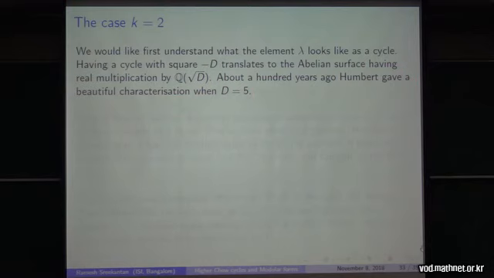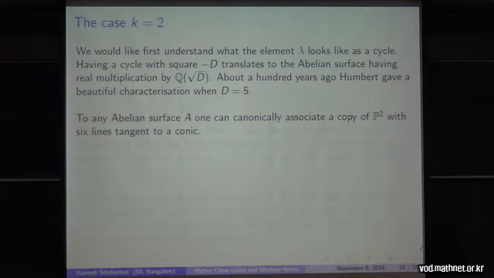So he did the following. It turns out that to any abelian surface A, one can canonically associate a copy of P2 with six lines tangent to a conic. This is a classical construction, maybe due to Kummer. The six lines will meet at 15 points.